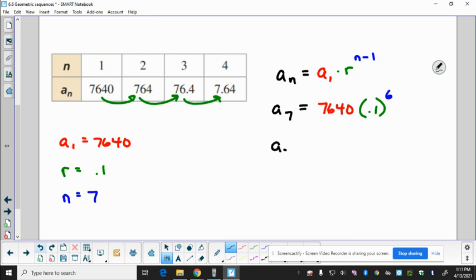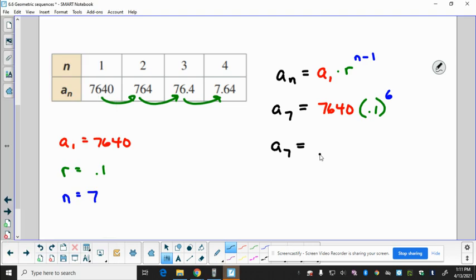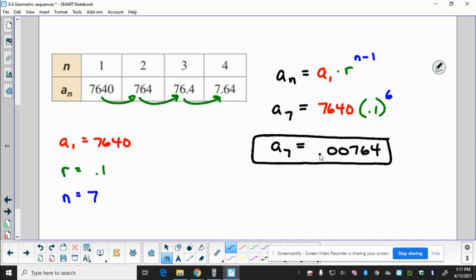So let's see, what is the value of the 7th term? Go to our calculator. 7640 times 0.1, exponent key, 6 power, and there you have it, 0.00764. And you look at your table of values, imagine that you extended down to the 7th term. That makes sense. There would be something like that.